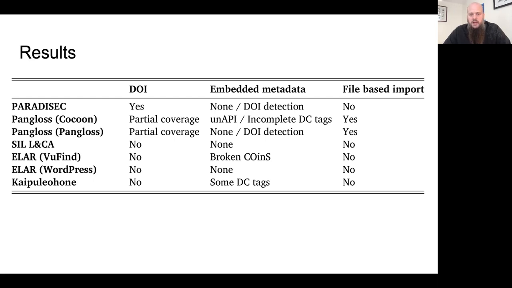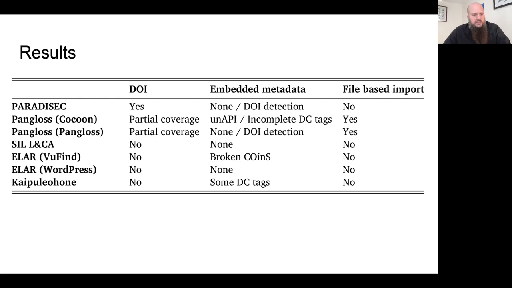The UnAPI is a method that Zotero uses to find metadata that's not exactly in the HTML code, but on the server somewhere else. So the Cocoon interface used that, and they have some Dublin Core metadata tags in the HTML header.